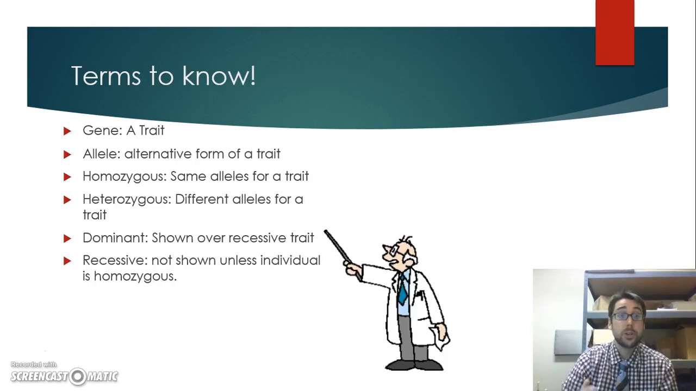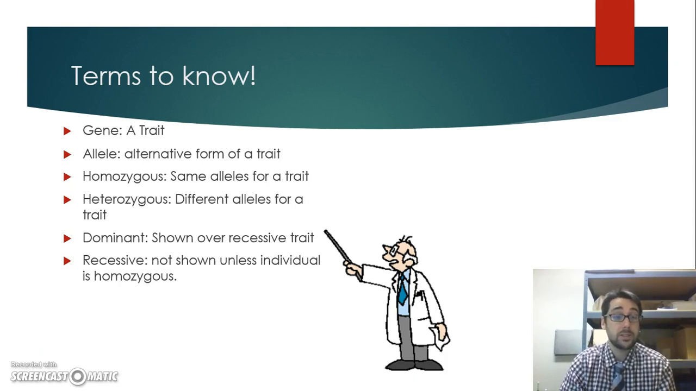So, terms you need to know. A gene is a trait. So when we talk about a trait, we're talking about like hair color, eye color, blood type, tall, short. An allele is an alternative form of that trait. So when I said tall and short, okay, if we're talking about the gene of height, those are the different forms you could be. If we're talking about the gene of hair color, then we have maybe brown, blonde, red. Those are all alleles for those. And sometimes we don't see all of the alleles represented.